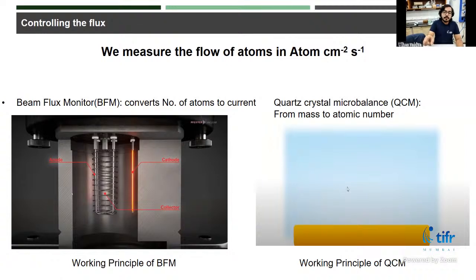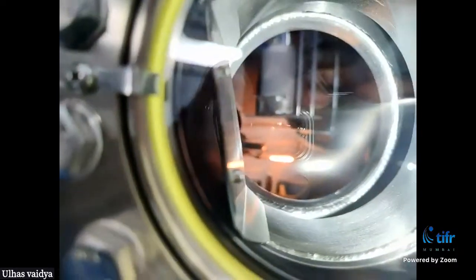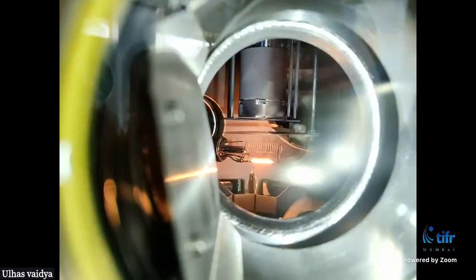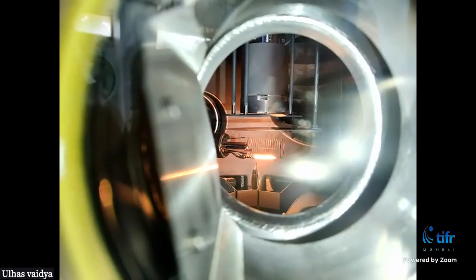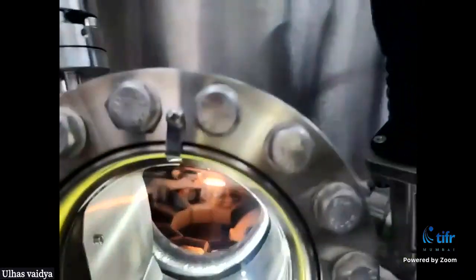Now, I hope you saw a bright thing glowing just below the manipulator. So this is called a beam flux monitor. Is it fine? Yes. Okay. So you can see that this thing is the beam flux monitor. You can see a glowing thing and the filament above it. So this is the beam flux monitor, which was glowing.